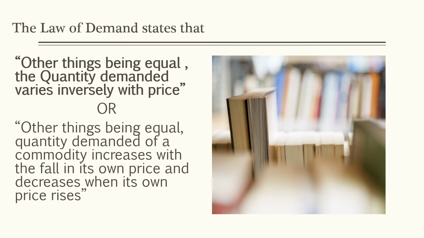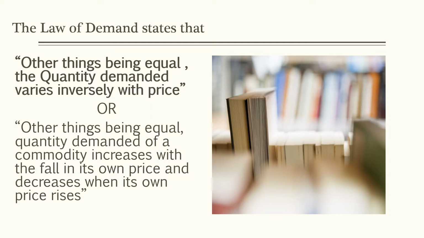So here we are going to study a law in economics. That law we call as the law of demand. Let us see what it states. Every law has a statement of the law. The statement of the law of demand is, other things being equal, the quantity demanded varies inversely with price. Or, other things being equal, quantity demanded of a commodity increases with a fall in its own price and decreases when its own price rises.